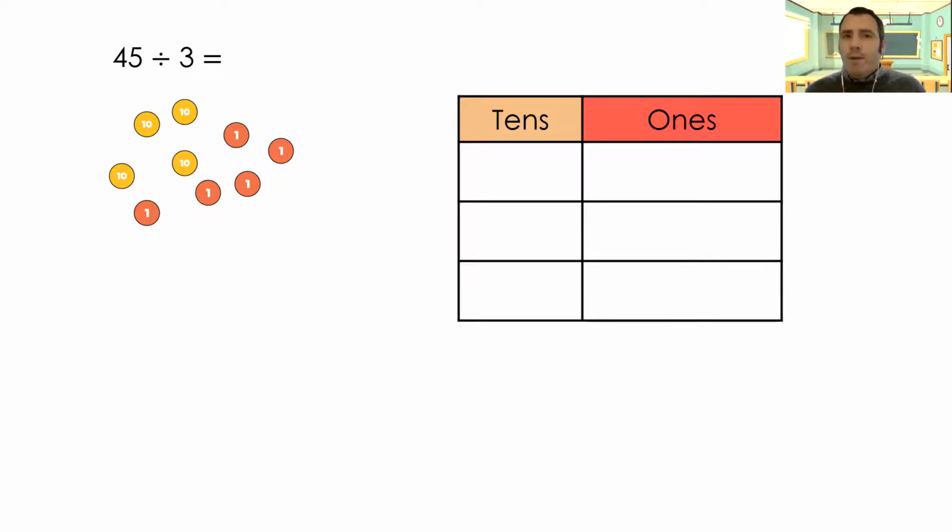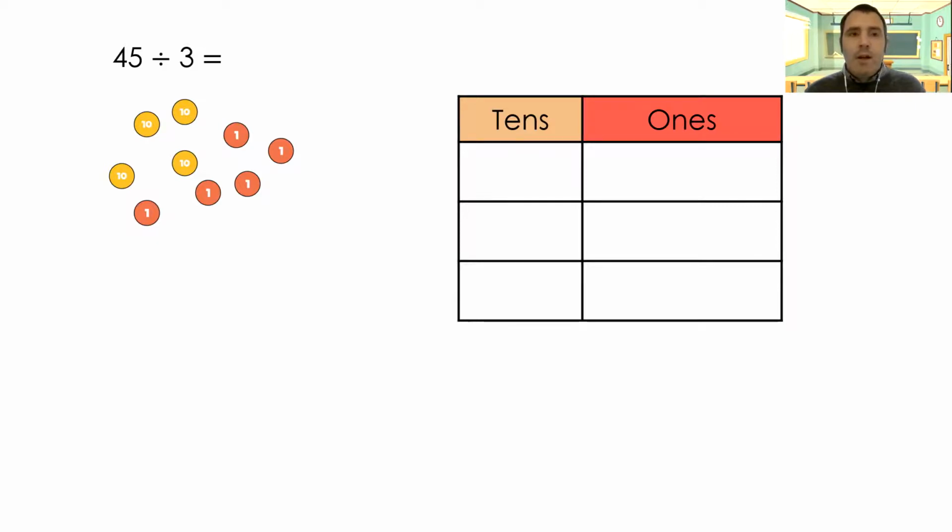If we were dividing by 4, we'd have 4 rows. If we were dividing by 5, we'd have 5 rows. If we were dividing by 2, we'd have 2 rows. That's how it works. So we need to make sure the rows are the same number of rows as the number we're dividing by. Now, this is slightly different. We've got 45 divided by 3. So I've got my 4 10s, my 5 1s.